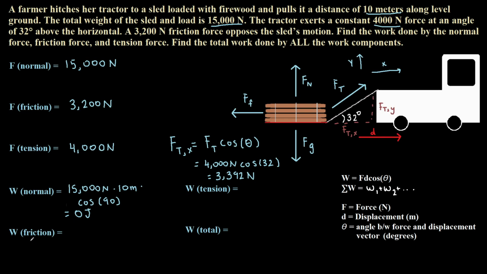The work done by the friction force is going to equal 3,200 newtons times the displacement, which is 10 meters, times the cosine of 180 degrees, because it is opposite of the displacement. And that's going to equal negative 32,000 joules.